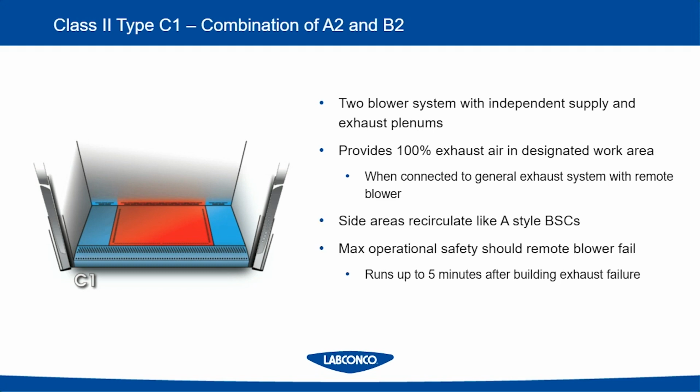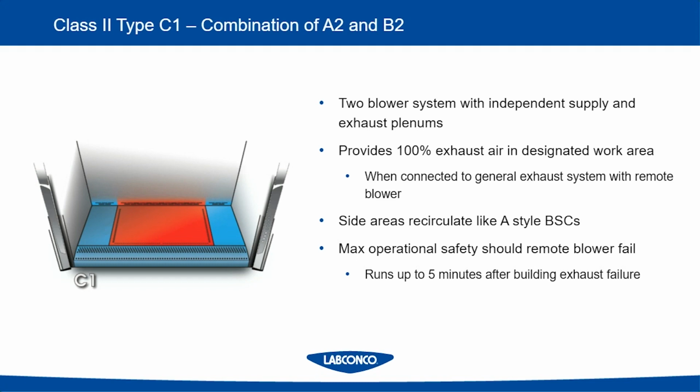The side areas that you see here in blue are recirculated, similar to an A-style biosafety cabinet. Now, what this gives the user is that this red rectangle in the center is what is called the chemical work area. This area is providing 100% fumes exhaust. However, the sides are recirculated through the cabinet, similar to a Class II A2. This really reduces the CFM requirement on the room and how much exhaust is pushed out of the building.